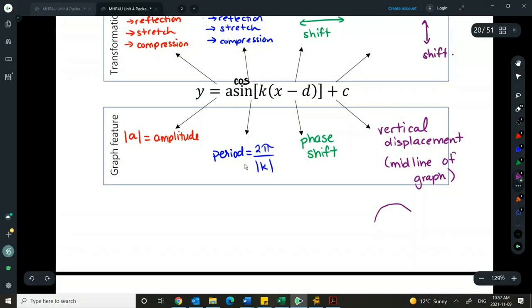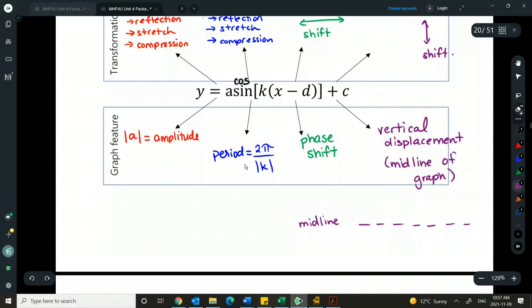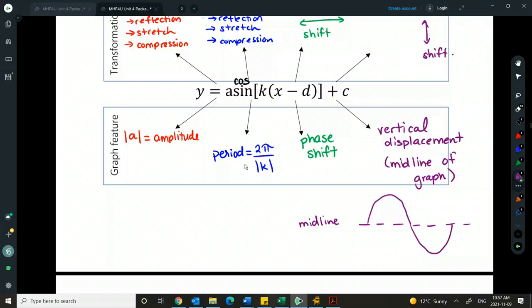So if I think about my wave function, the C value is actually this line that goes directly in between the mountains and valleys. That's what we call the midline. This is not a great picture because my valley looks lower than my mountain is tall, but you get the idea. It's halfway in between the max and min.